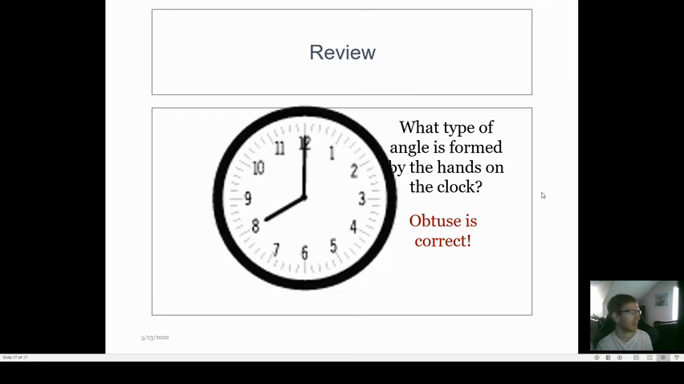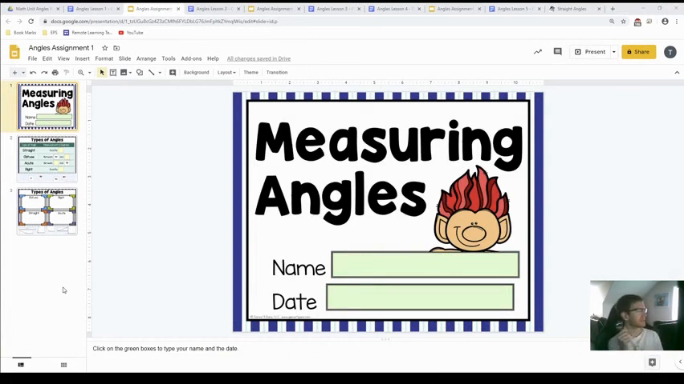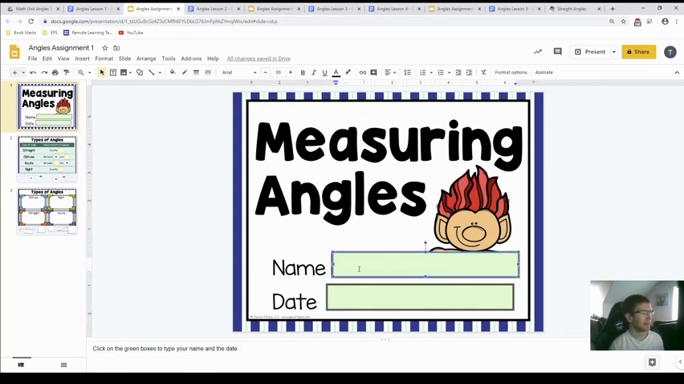Okay, and that kind of got out of order there. But alright, we're going to take a look at what you're going to be working on today. This is the assignment that you're going to be working on today. The directions are down here, so click on the green boxes to type your name and the date. You don't need to type the date, but you double click and it'll let you type. You can type the date here if you want. I may actually put it in as well, but get your name on here.